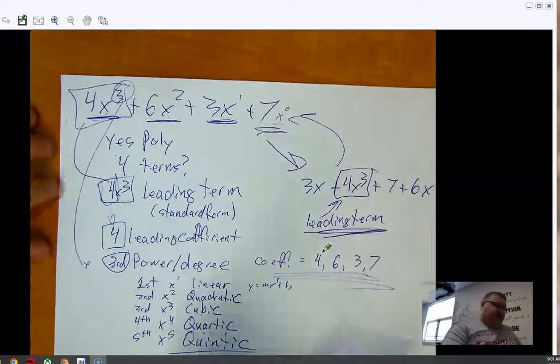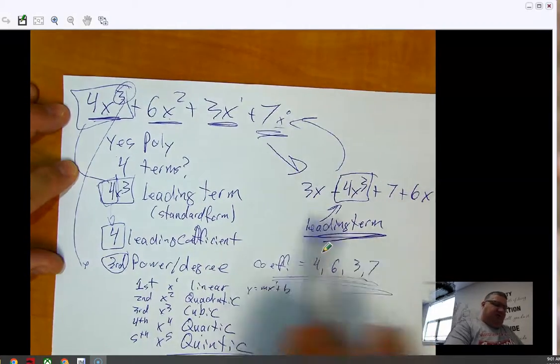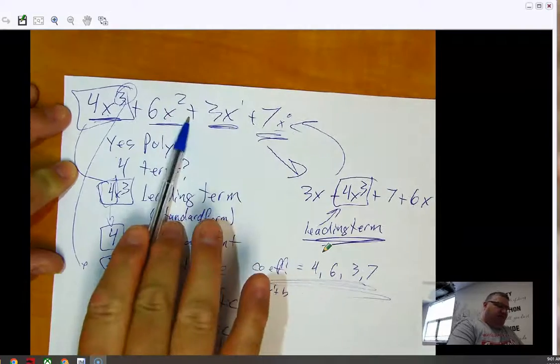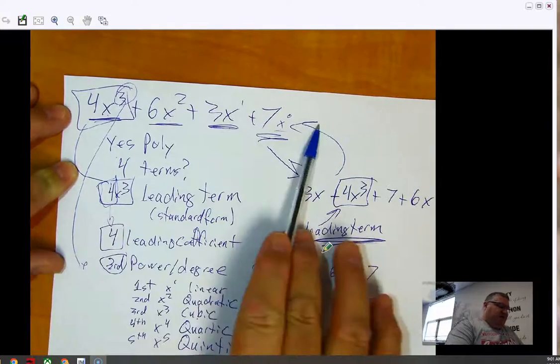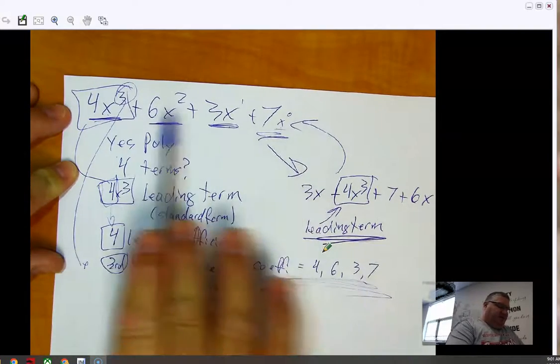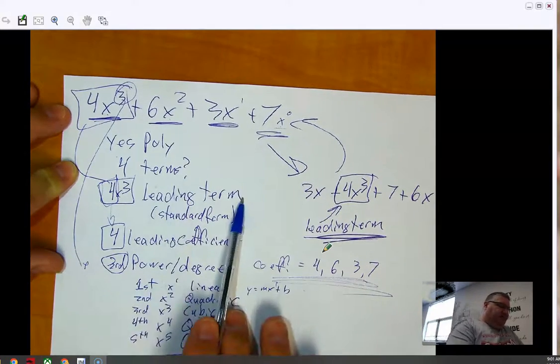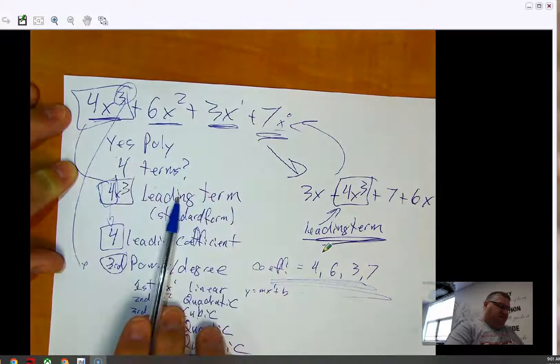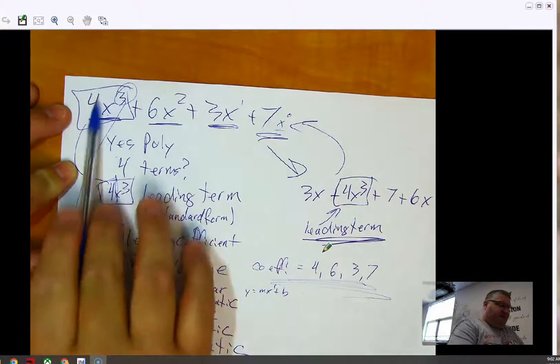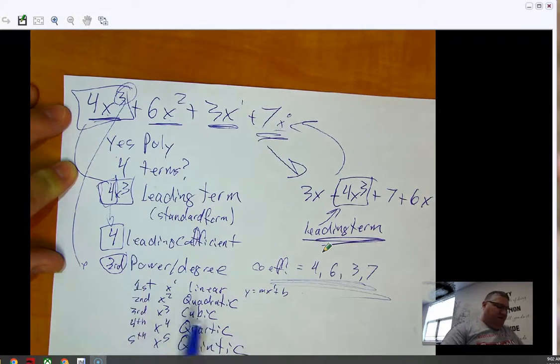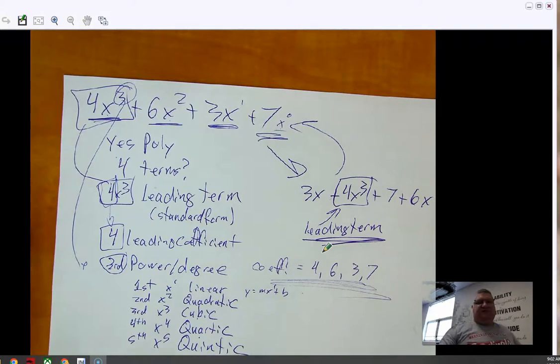For the second section, you need to write the polynomial. If it's not in standard form, put it there. You say, is it a polynomial? Yes. How many terms? 1, 2, 3, 4, because they're separated by plus or minuses. Leading term, the first one when it's in standard form. Leading coefficient, the number when it's in standard form. And then power or degree: first, second, third, fourth, fifth, linear, quadratic, cubic, quartic, quintic.